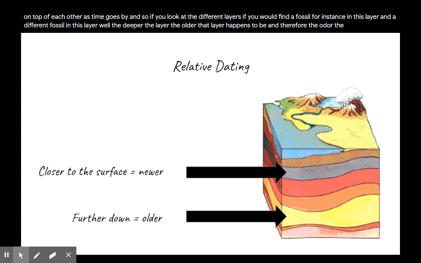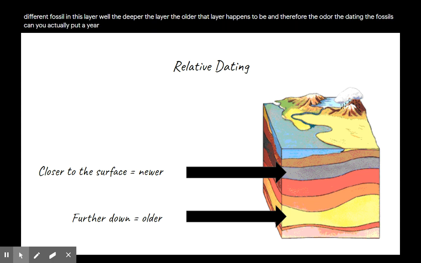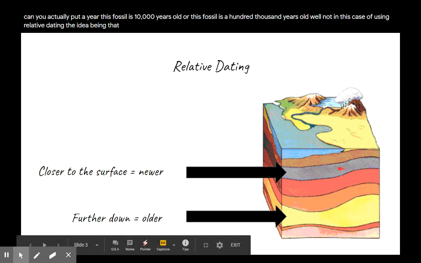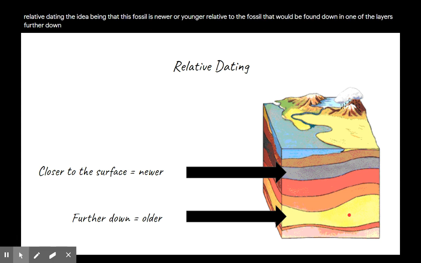So in terms of dating the fossils, can you actually put a year? This fossil is 10,000 years old, or this fossil is 100,000 years old? Well, not in this case of using relative dating. The idea being that this fossil is newer or younger relative to the fossil that would be found down in one of the layers further down.